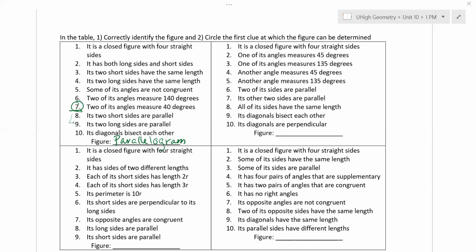Okay, so the second one, so I'm moving to the top right corner now, is a closed figure with 4 straight sides. So I do know that it is a quadrilateral, and I'm going to write that up here.